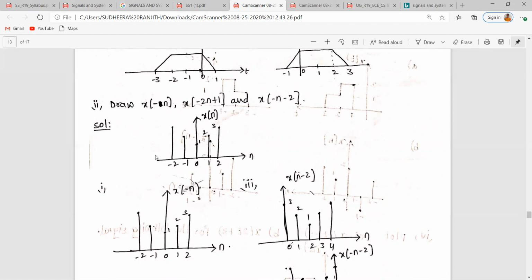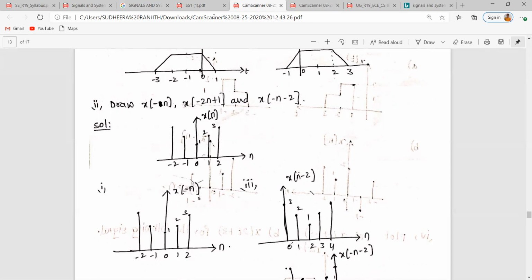See, this is x of n. Draw x of minus n, x of minus 2n plus 1 and x of minus n minus 2. X of n is given here, right? So we would like to plot x of minus n. So when we plot x of minus n, what happens? It looks similar to x of n.